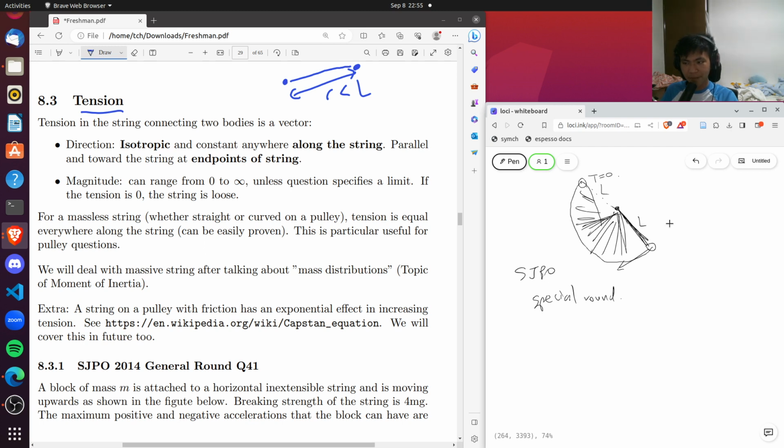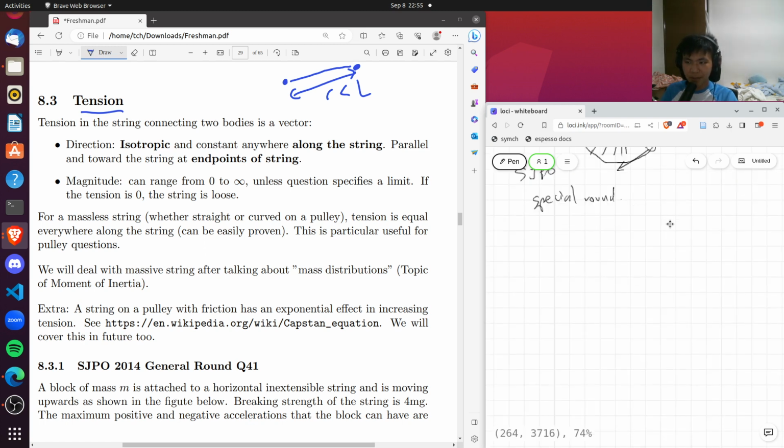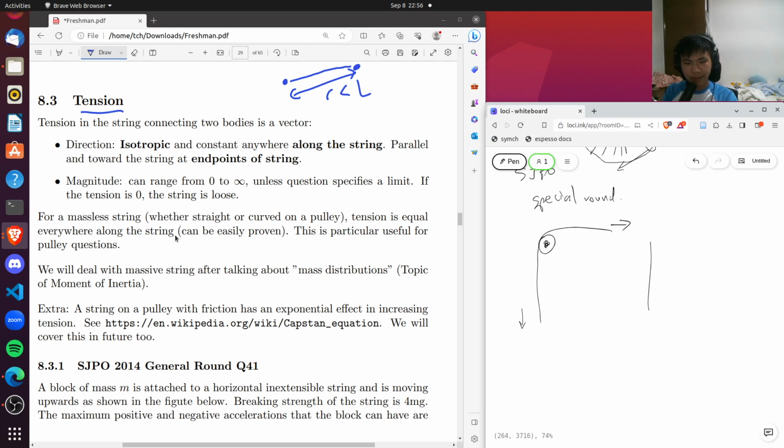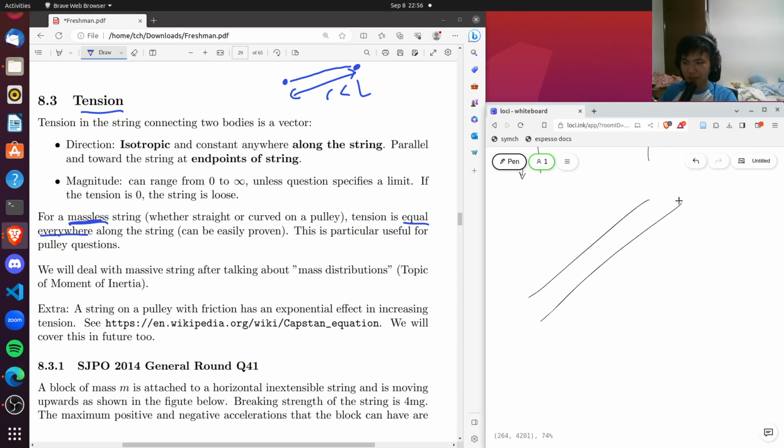So another fact of tension is that when you have a string, whether it's around a pulley, so in some cases you have a string around a pulley like that, so the pulley can rotate, and you can pull this string in this direction or this direction, or whether it's free hanging, as long as the string is massless, the tension is always equal everywhere on the string. This is also called isotropic, and the main reason this happens is if we zoom into a small part of the string and we consider forces.